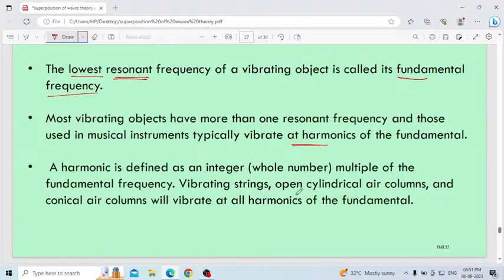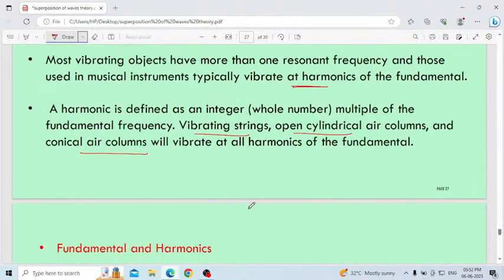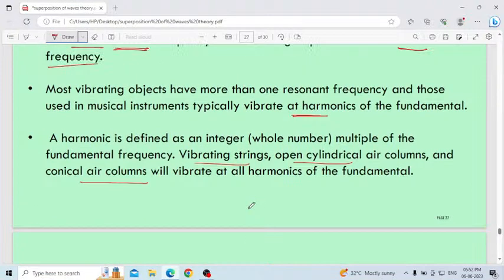A vibrating string open, whether it is a vibrating string, open cylindrical air column, or conical air column, will vibrate at all harmonics of the fundamental. See here, once the fundamental frequency is reached, consider nf is the fundamental frequency. If n is 1, we will get the first harmonic. If n is 2, we will get the second harmonic. If n is 3, we will get the third harmonic, like that.